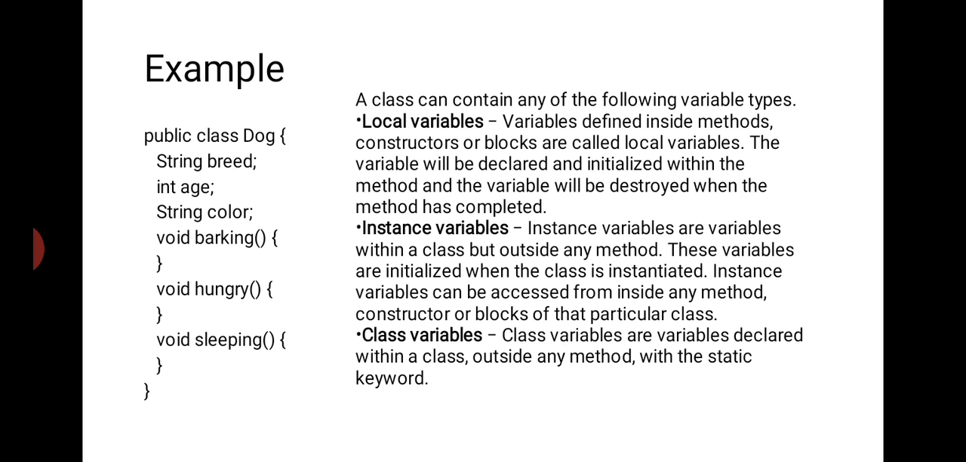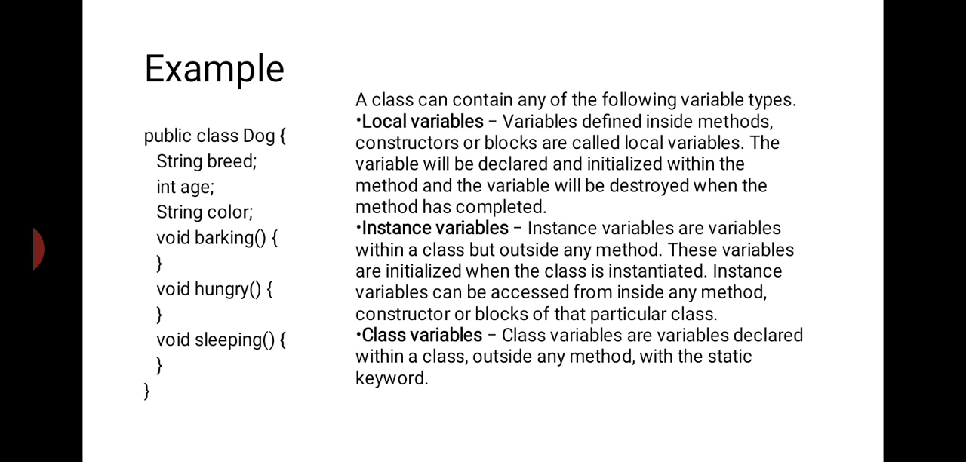Now here is the example on the left hand side where we have declared a class of type public. Here there are three variables, name, breed, and color, two of type string and one of type integer. Then there are three methods, barking, hungry, and sleeping. This is how we can declare the fields and methods inside the class dog.